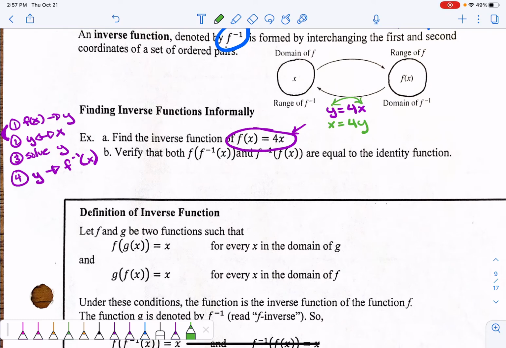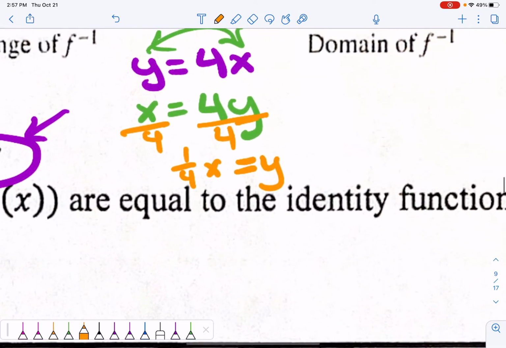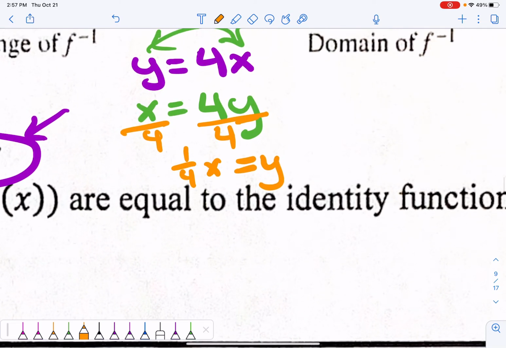And then step number 3 is I'm going to solve for y. I'm going to get this y by itself. So I'm going to divide by 4. So y is equal to, and I can write that as x over 4. I'm going to write it as 1/4 x, just to get it off to the side over here. And then that was solving for y, so y is now by itself. And then the last thing that I'm going to do is I'm going to rename that y as f inverse of x.